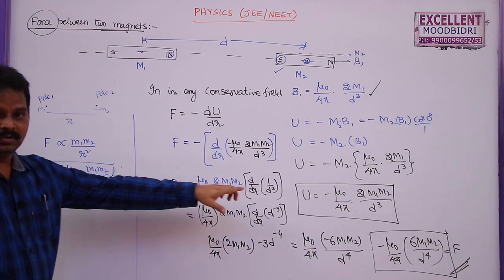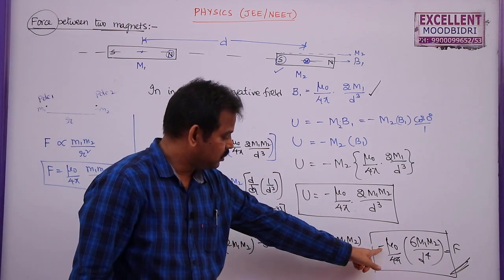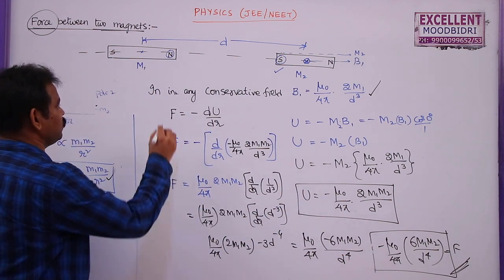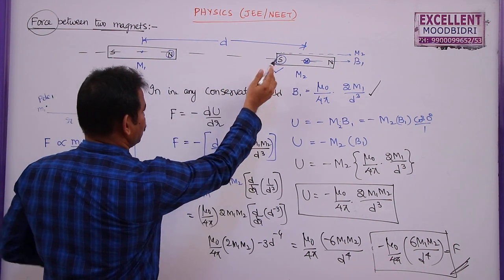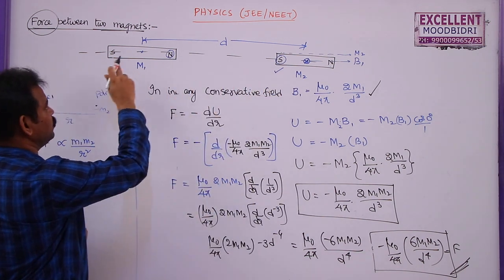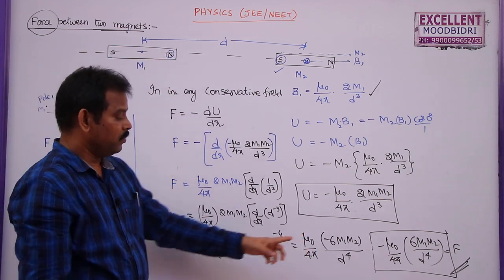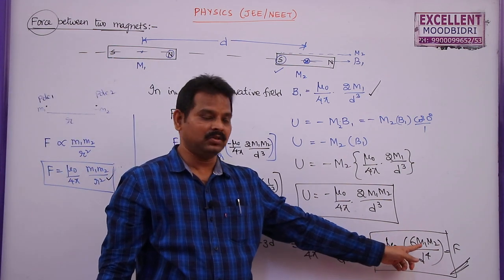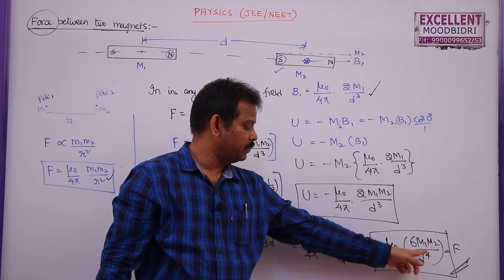Now in this case you can see force is negative here. Negative means attractive force. Why? Because you can see north and south poles are nearer to each other. Then the force of attraction between these two magnets is given by mu naught by 4 pi times the 6 into product of the two magnetic moments by d power 4.